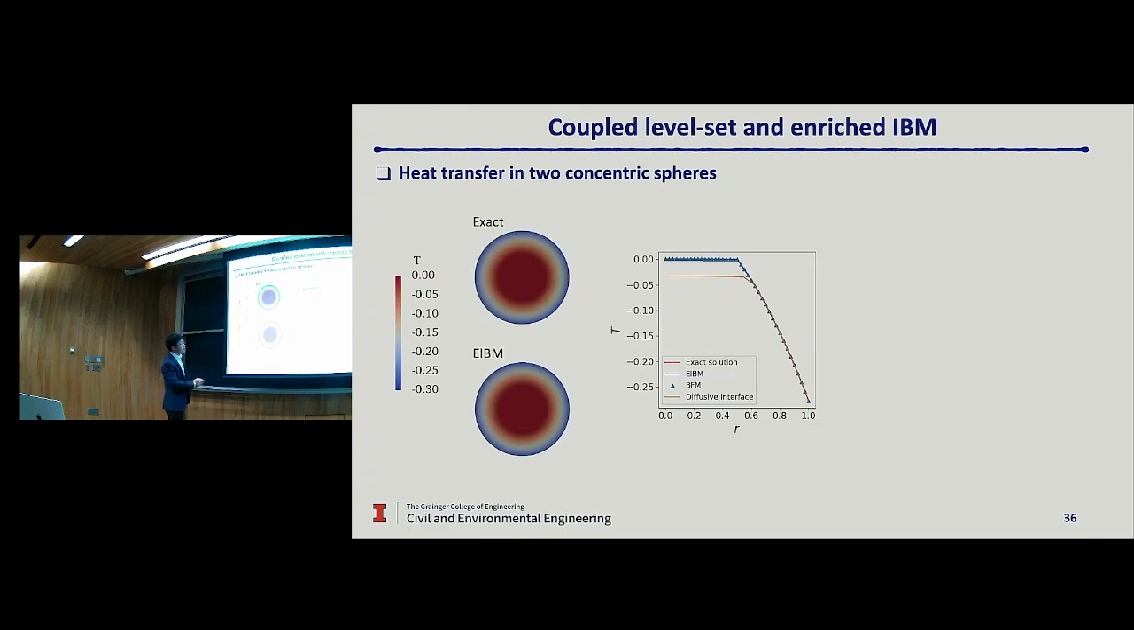And you see that the accuracy of the EIBM pretty much is the same as the boundary fitting mesh. Boundary fitting mesh, we can handle this problem very well, but you have a meshing problem, which is impossible. Also, this method converged very well as you refine the mesh. So this is the convergence study we performed for this heat transfer into concentric spheres.